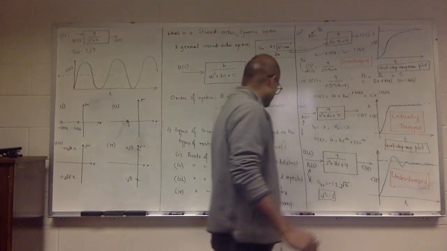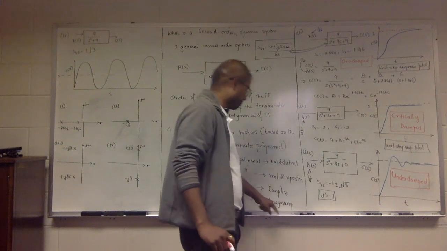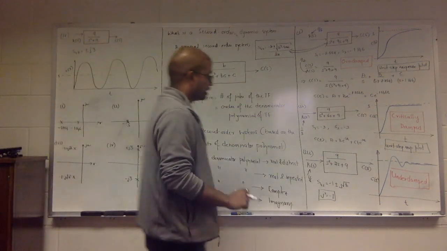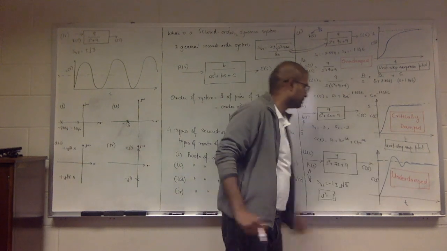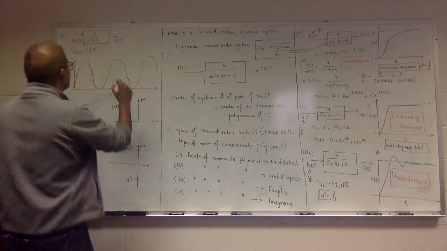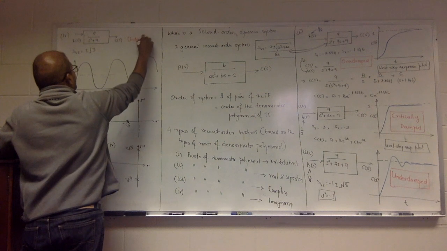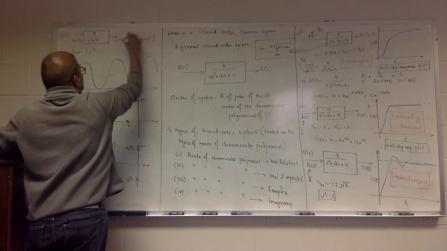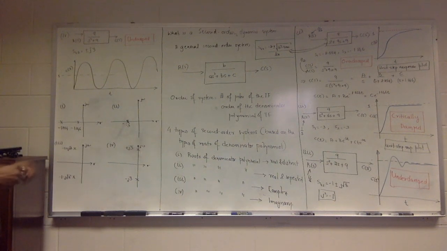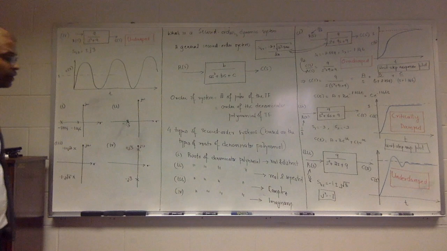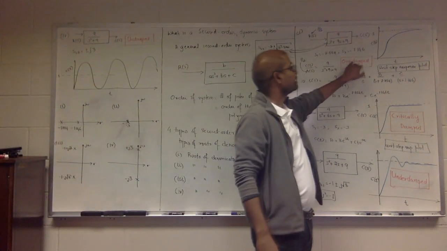If the roots are complex, the system is called underdamped. And if the roots are imaginary, it is called undamped or a marginally stable system. These words are very, very crucial. We'll use these words quite a bit. Real and distinct, overdamped. What do you understand by this?